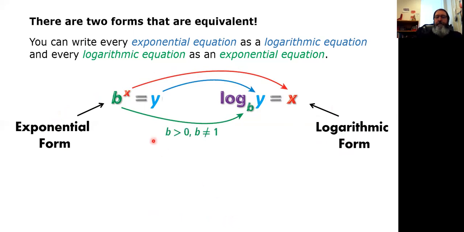One thing to remember is that there was a restriction on your base. The base has to be greater than 0, which means a positive number. Any positive number, just greater than 0, 0.0001 is greater than 0, and it cannot equal 1. Okay, so those are the two limitations here.